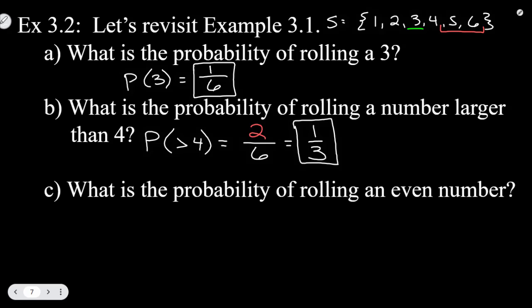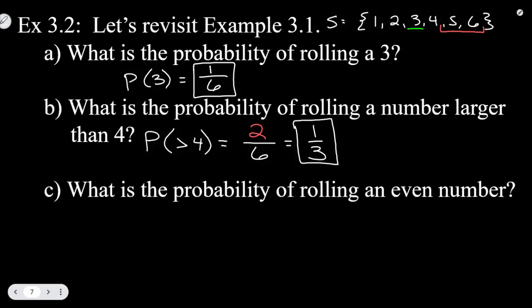Now again, that doesn't mean if we roll the die 3 times, we are guaranteed to get one number larger than 4. It means from our law of large numbers that if we do it a whole bunch of times, about 1/3 of the time, we will get something that is greater than 4.